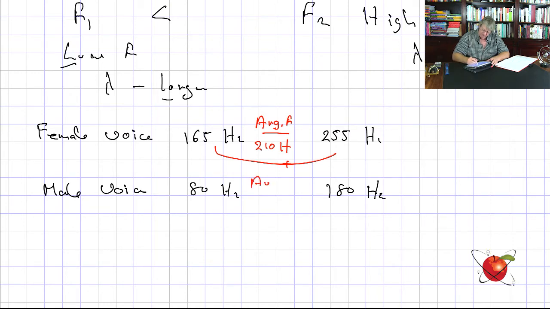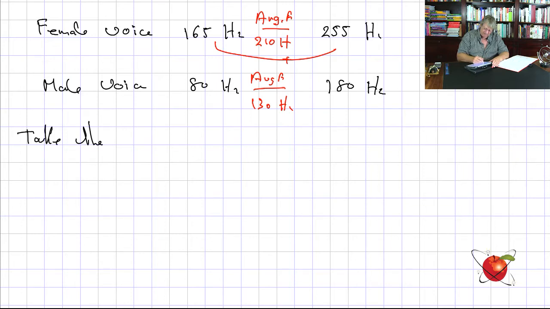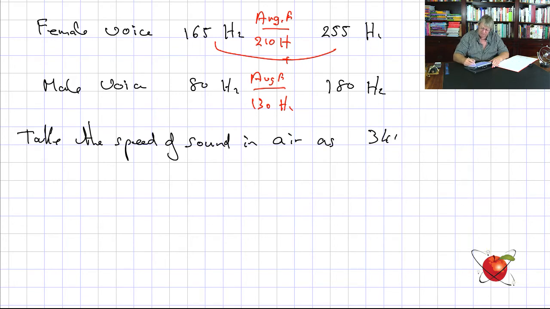What is the average frequency for the male? Add them and divide by 2. I get 130 hertz. So that's the frequency of a female voice and a male voice. Let's now do a calculation, shall we? Take the speed of sound in air as 340 meters per second.